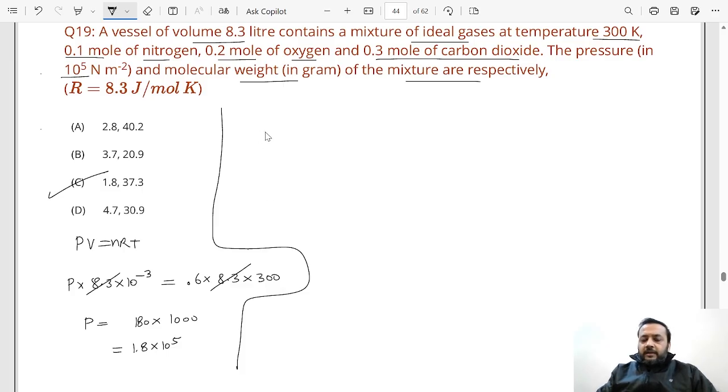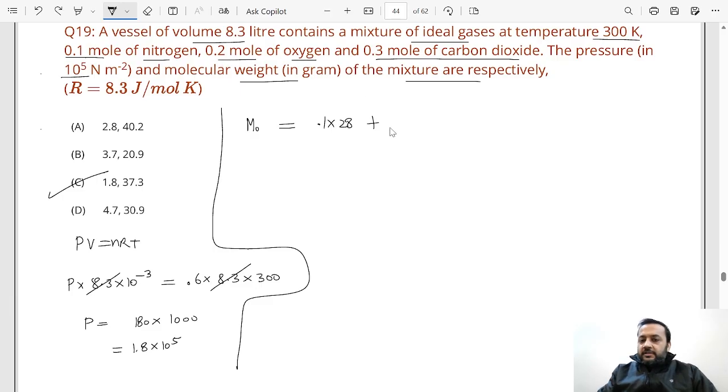Okay. So molecular weight we can find will be what? Total mass upon total moles, right? So molecular weight, or you can also say molar weight, will be total mass upon total moles. Total mass is how much? Total mass is 0.1 into mass of, if you see how much is the mass of nitrogen present. So nitrogen is 0.1 moles. That means 0.1 into 28. This is the mass of nitrogen present, because 28 is the molar weight of nitrogen.